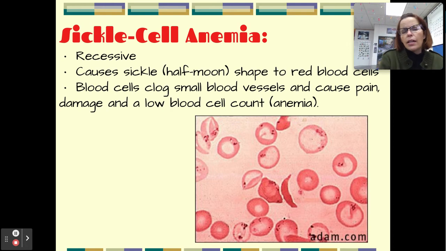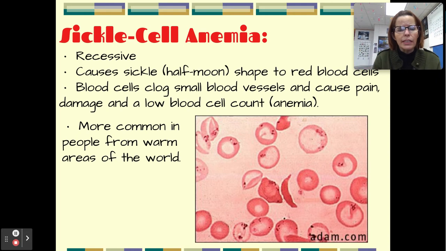painful events that are called sickle events. People have to be hospitalized for them. So it says blood cells clog small blood vessels and cause pain and damage and a low blood cell count. That's why it's called an anemia.